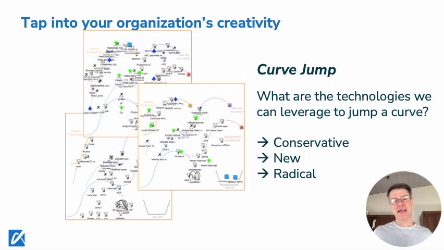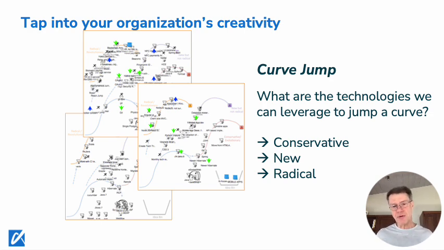The next framework that you can consider is a framework I developed to help understand how we can do a curve jump. As you can see, every technology that we use follows an S-shaped curve of adoption and eventually becomes obsolete. So we don't really use Fortran very much anymore. We don't really use Algol or other programming languages or other programming techniques.